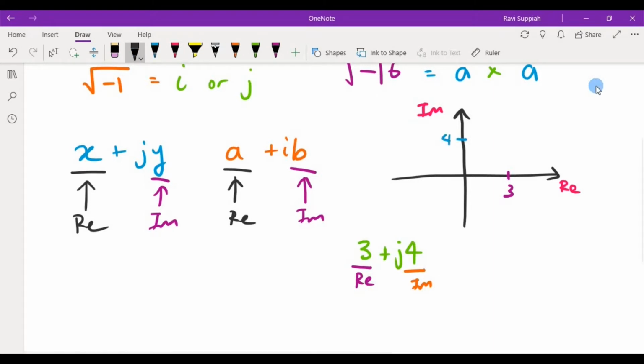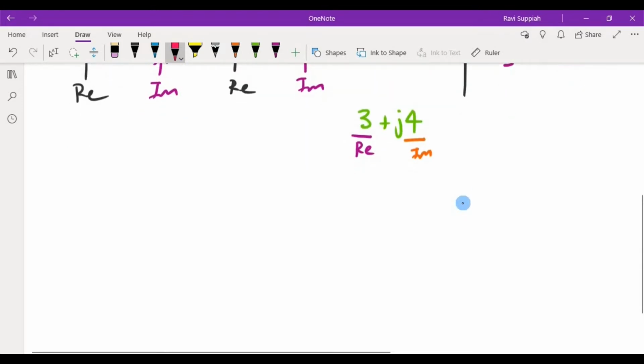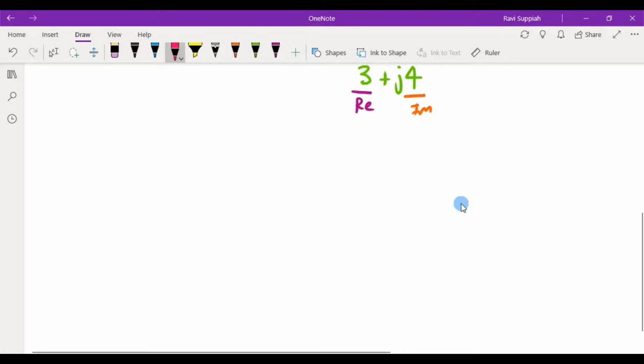And the point where they both meet, I can draw a vector to that point, and that represents this complex number here, 3 plus j4. So now we have a good overview of some complex number terminology. Now let's move on to understand the basic operations that we can actually do with complex numbers.